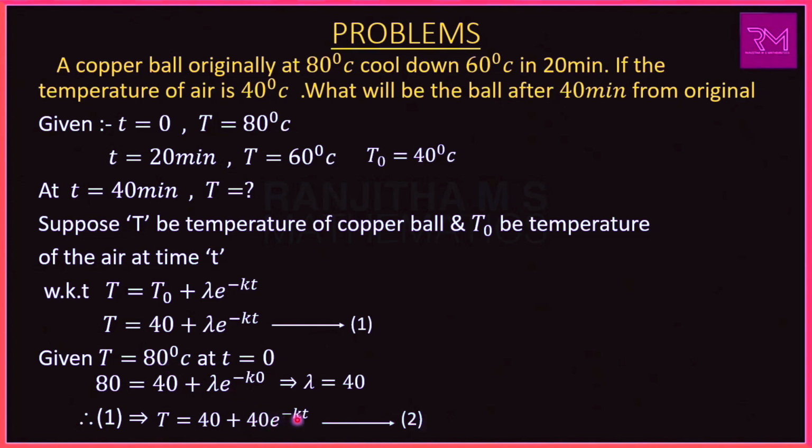Here, we obtained this equation with the data at t equal to 0, where we get the value of T as 80 degrees Celsius. Next, we have to take this value, that is at time 20 minutes, T is 60 degrees Celsius. That is, at time 20 minutes, the temperature of the ball reduces to 60 degrees Celsius.